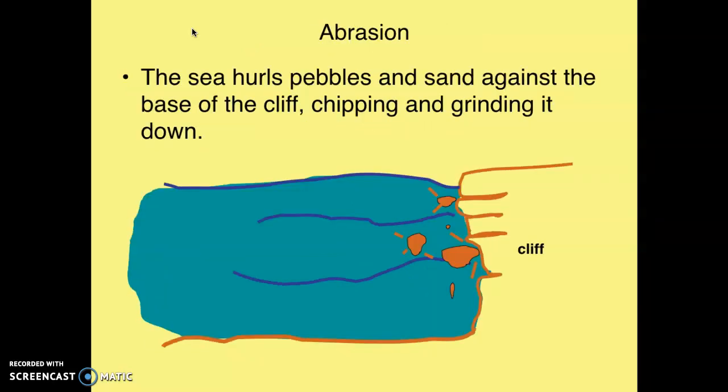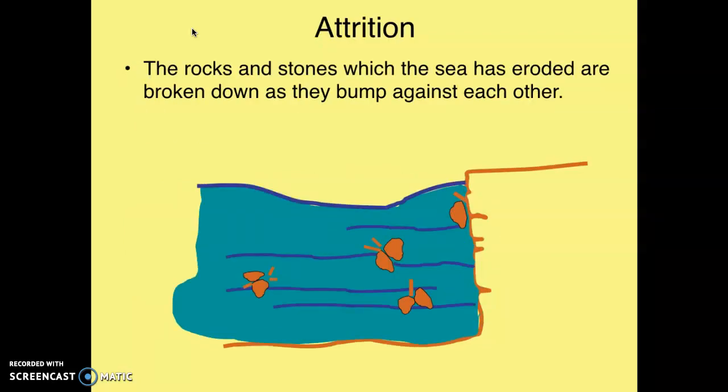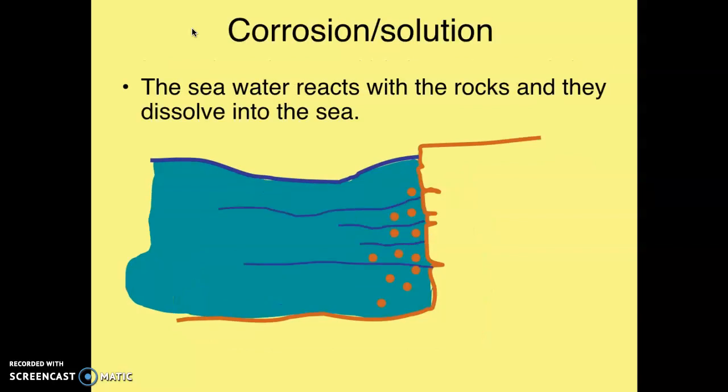Abrasion is when bits of sand and rock wear away the coastline as if someone is using sandpaper to rub away the cliff face. Attrition is when rocks bang into each other and become smaller and rounder, whereas solution is when rocks dissolve into the water like sugar into hot tea. And remember, the waves are like a sculptor at work.